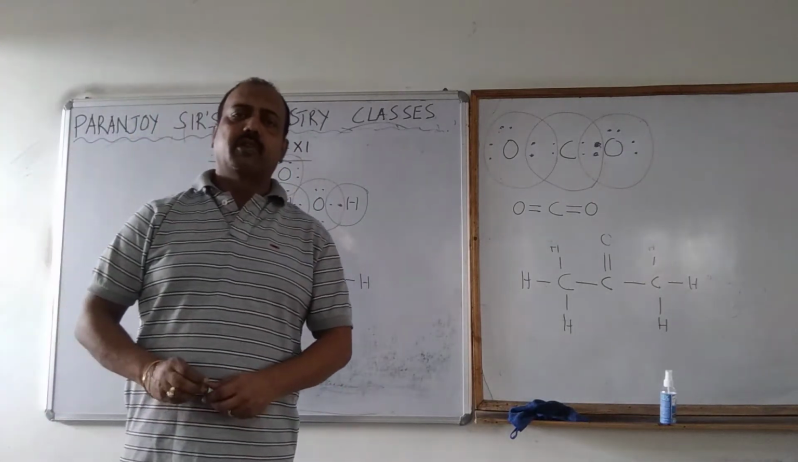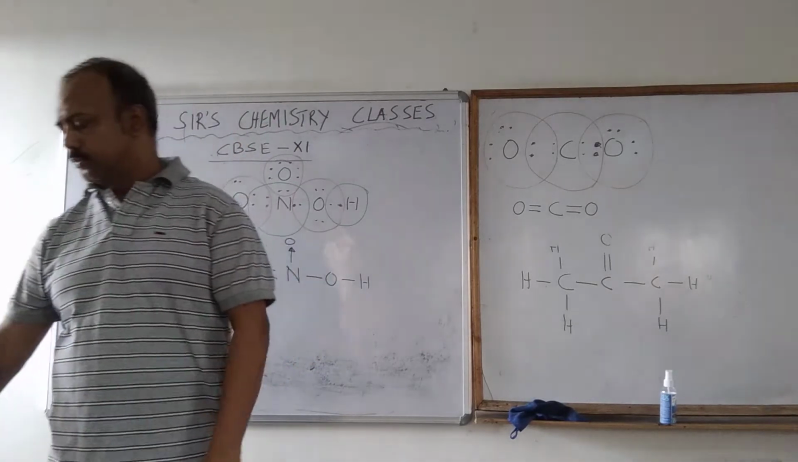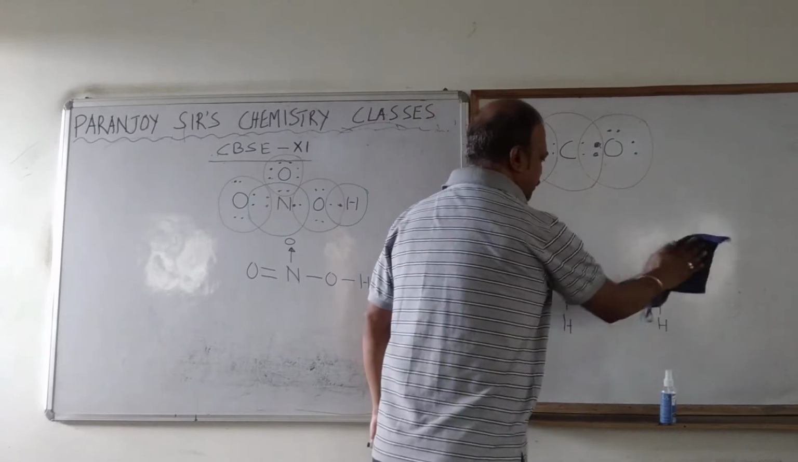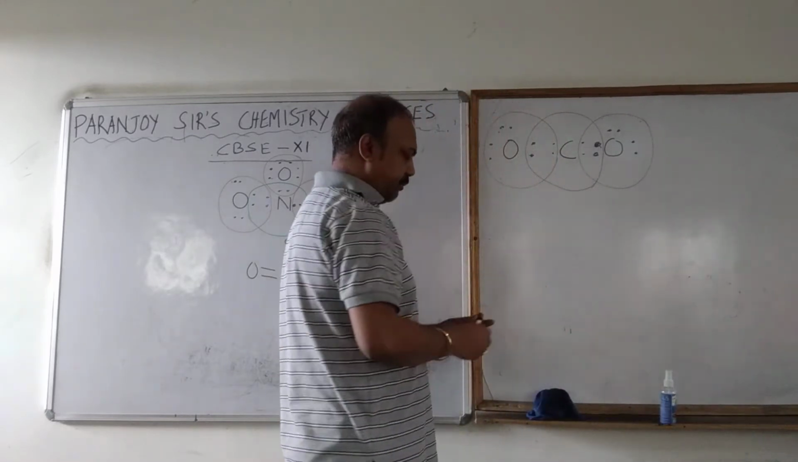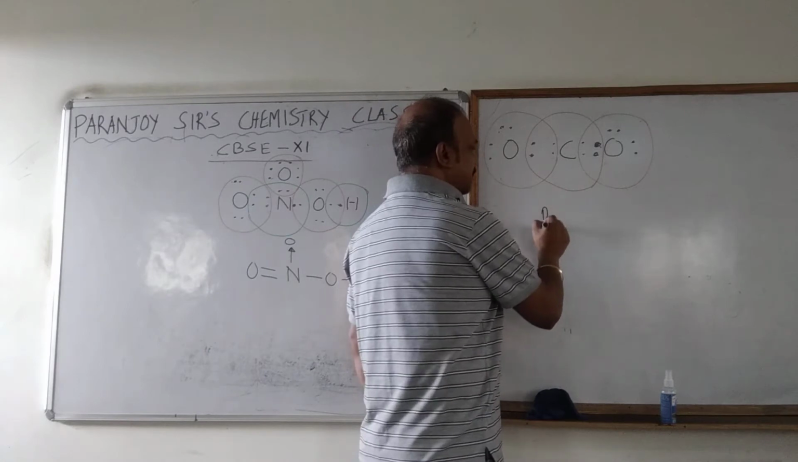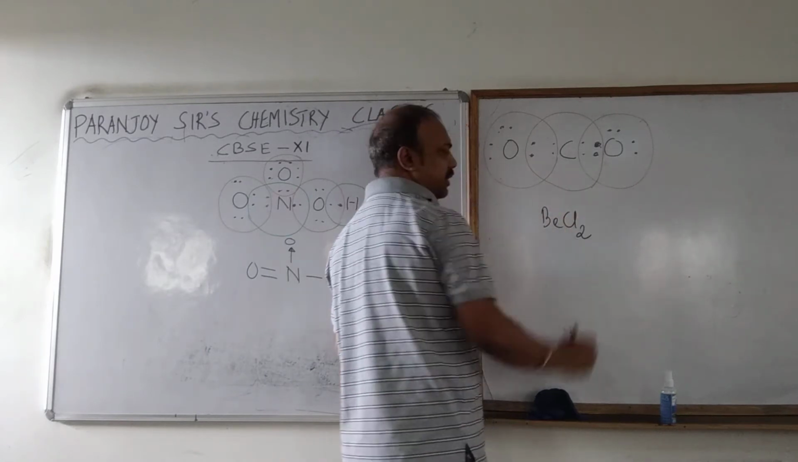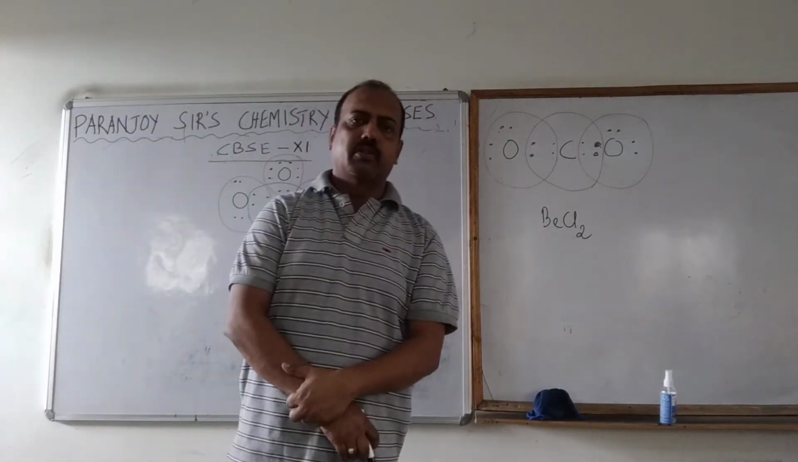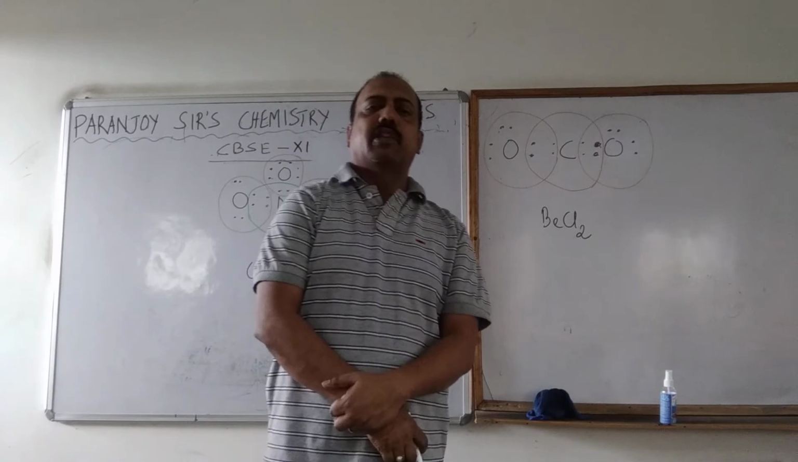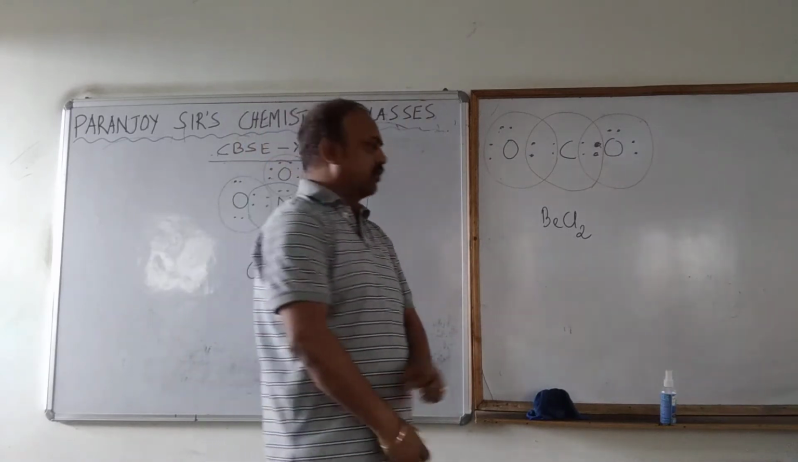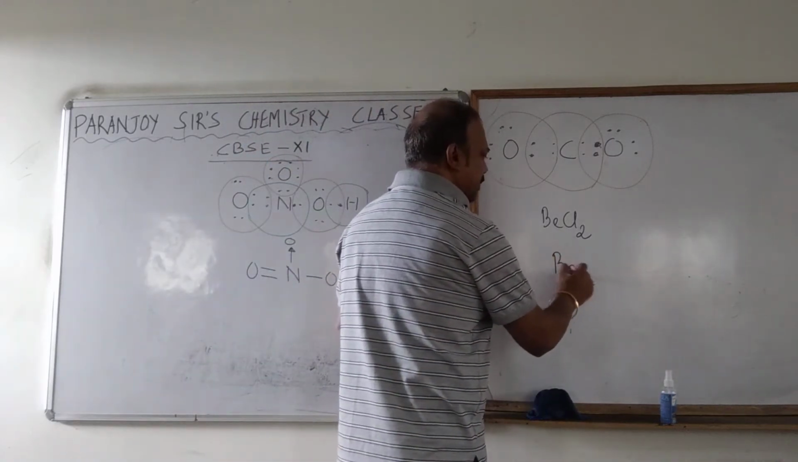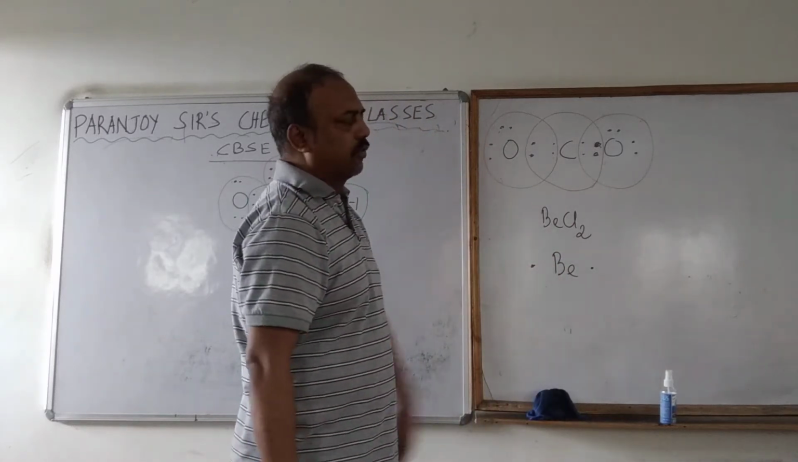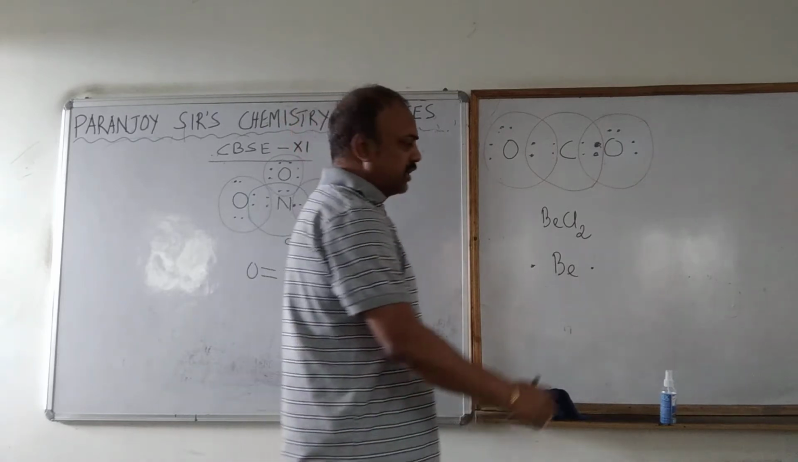The first one we are going to do is BeCl2. Just let us try to do it. BeCl2, beryllium chloride or beryllium dichloride. Beryllium has a total of 4 electrons, we know this. So if there are 4 electrons, the valence shell will have 2 electrons. I'm just trying to draw it. Beryllium has 2 valence shell electrons, and each chlorine has 7 electrons in its valence shell.